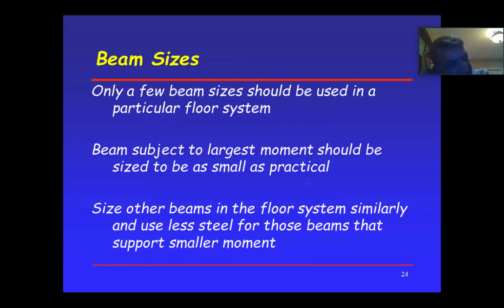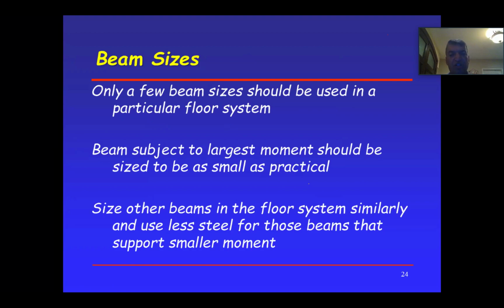Now, beam sizes. Okay, that's where we go back to sizing the beams. Only a few beam sizes should be used in a particular floor system. If you have a floor system, you should use only one size.